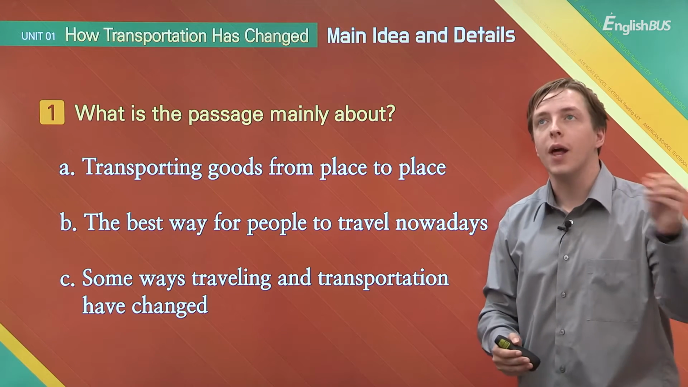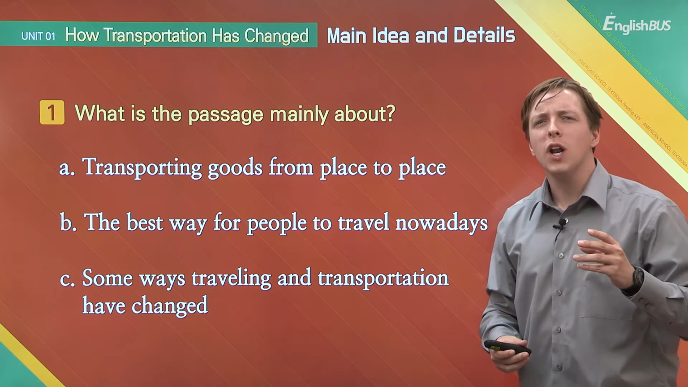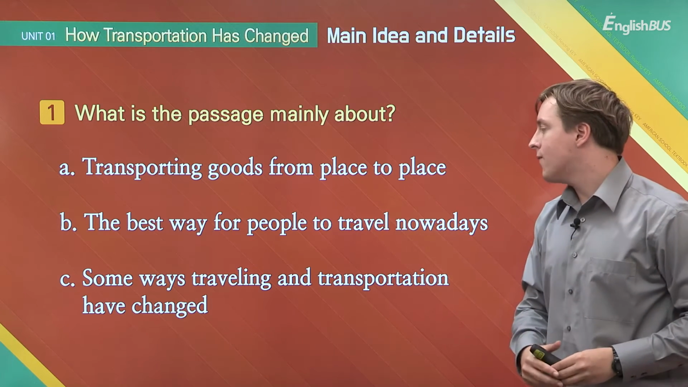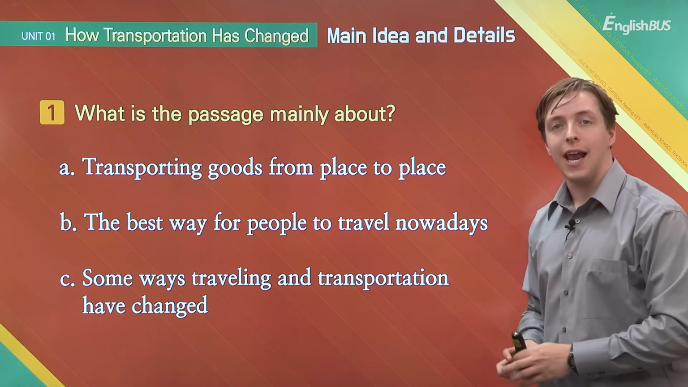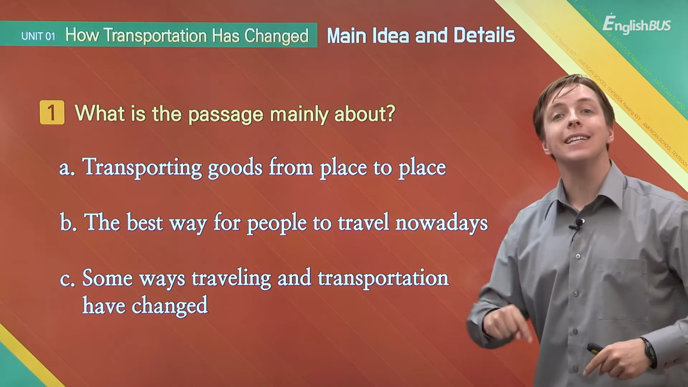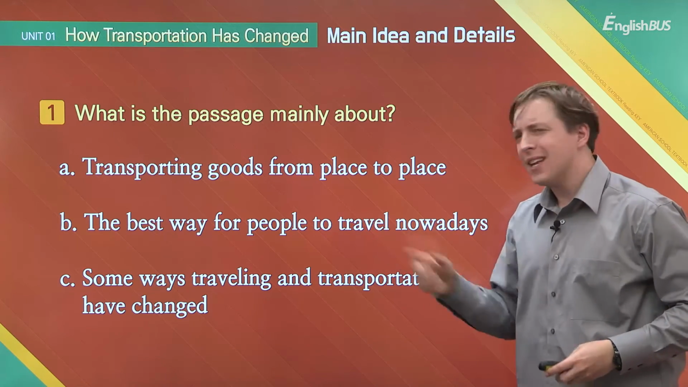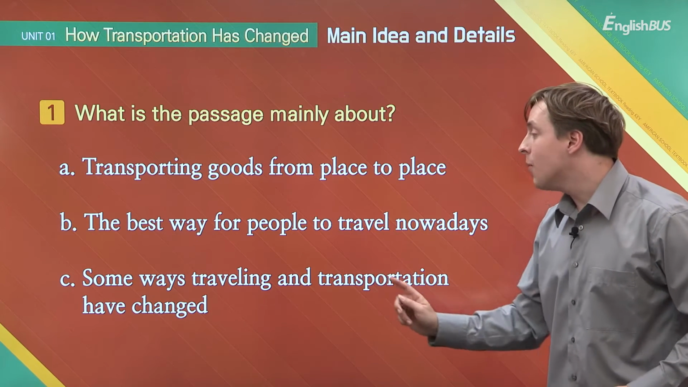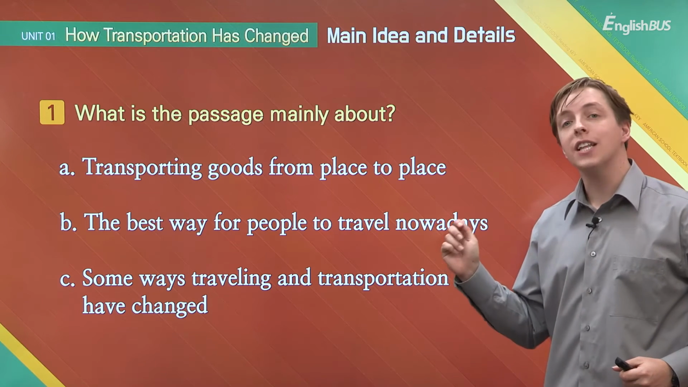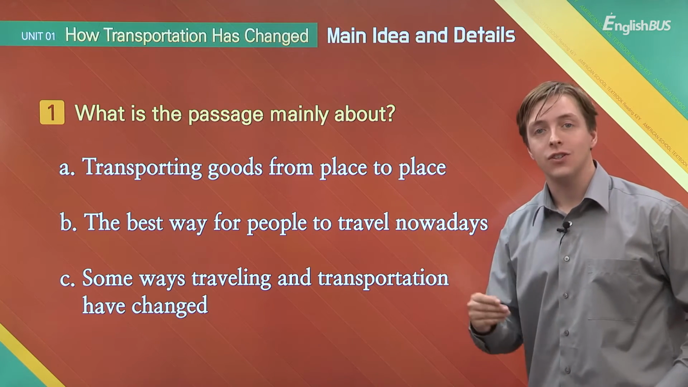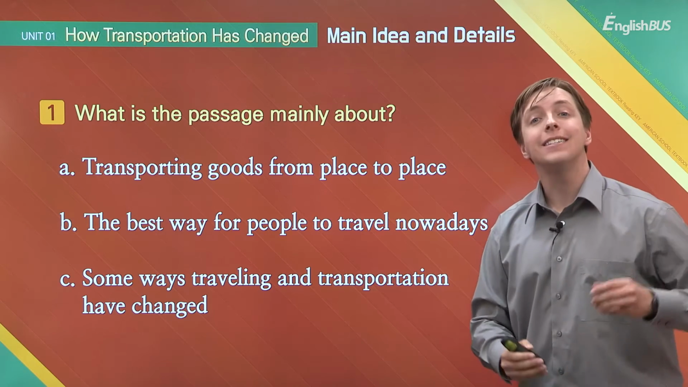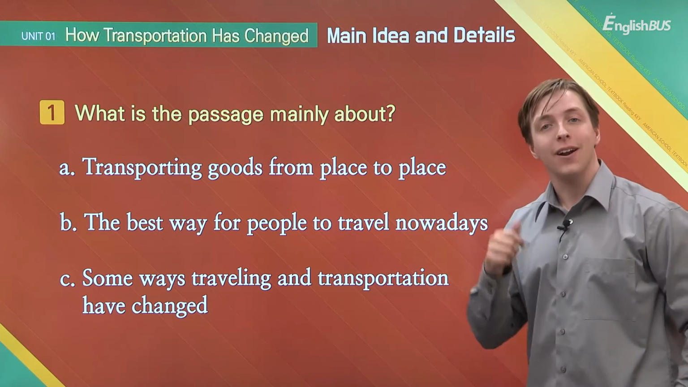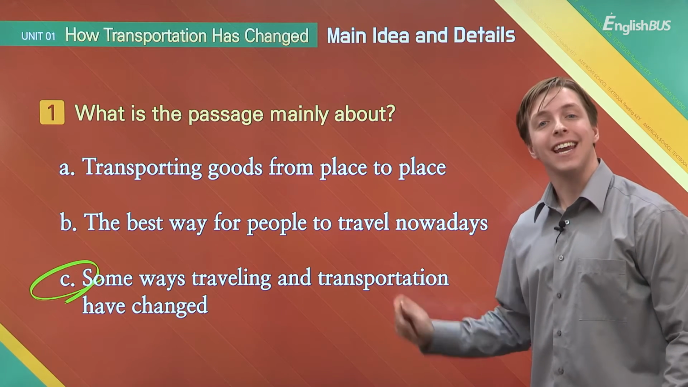A, transporting goods from place to place. Well, what about the technology part? B, the best way for people to travel nowadays. Remember, nowadays means in the present. Well, again, what about the technology? C, some ways traveling and transportation have changed. Yes, we learned how technology has made transportation faster and better. So the answer is C.